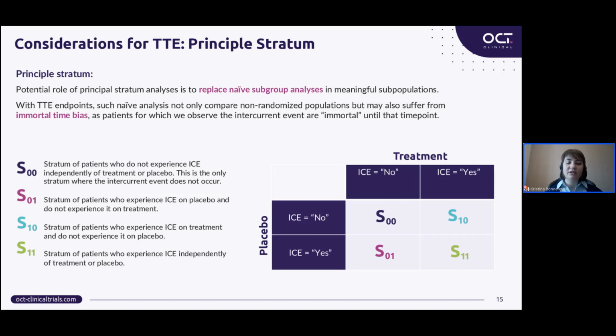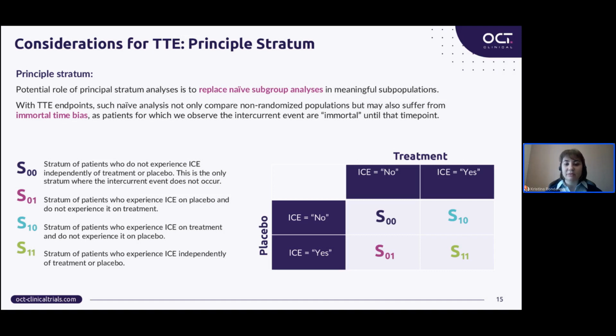In the principal stratum strategy, the population attribute is defined by potential occurrence or non-occurrence of the intercurrent event on each of the treatments being compared. One can hence define four strata as shown in the picture. For example, the S00 box is the principal stratum of patients who would not experience the intercurrent event on either treatment.